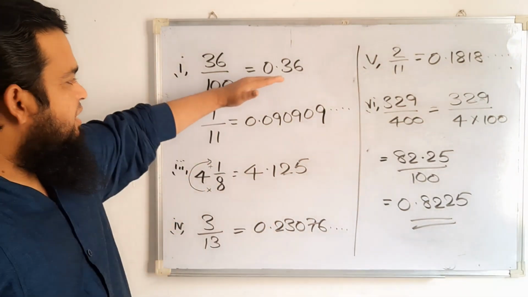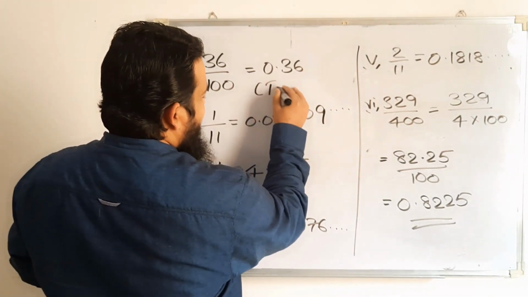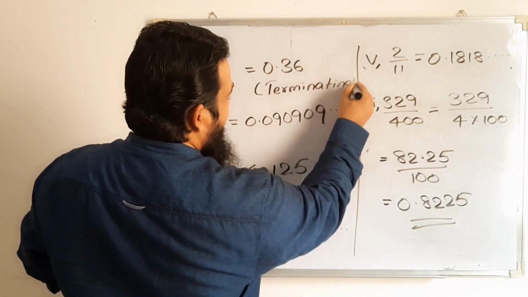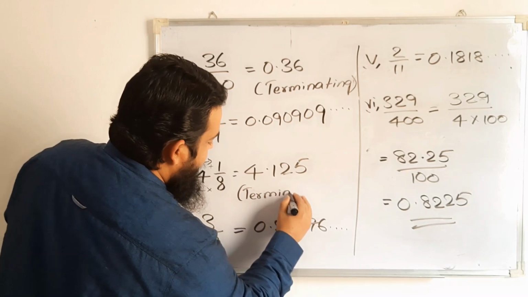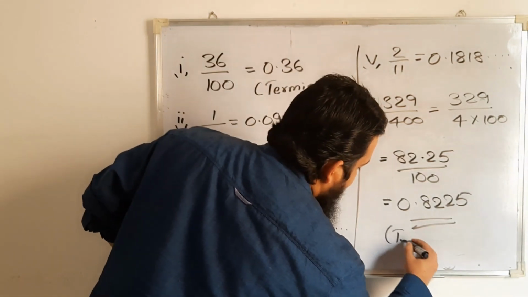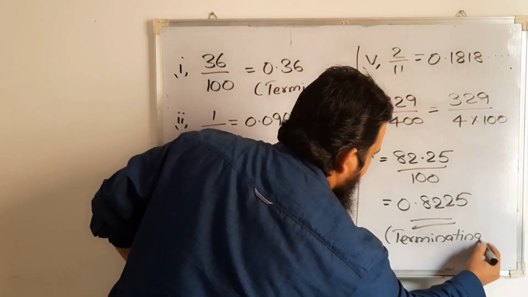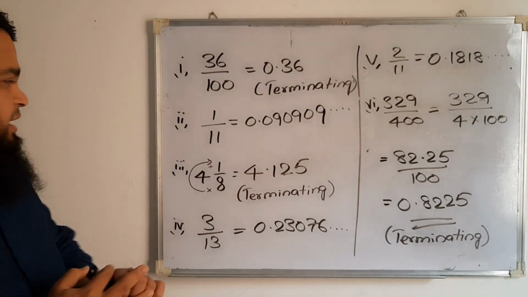Now let us come here. This is also a terminating decimal. This is terminating, and this one is also terminating, and here also you have a terminating decimal. Is it right? Yes.